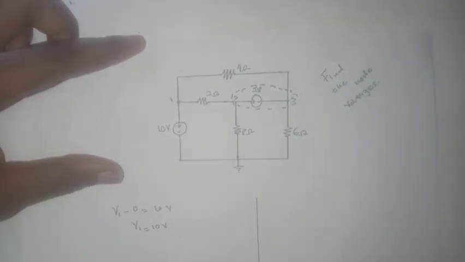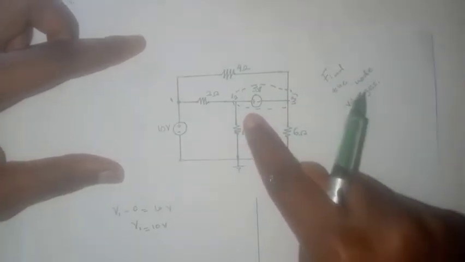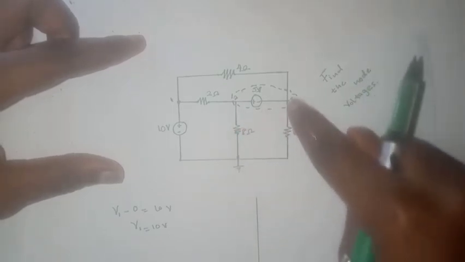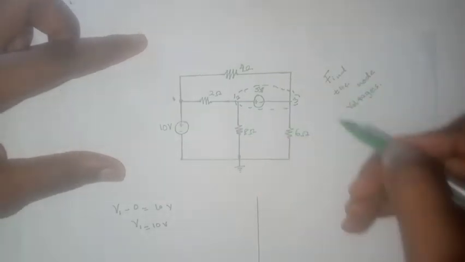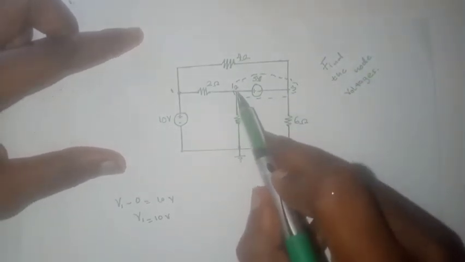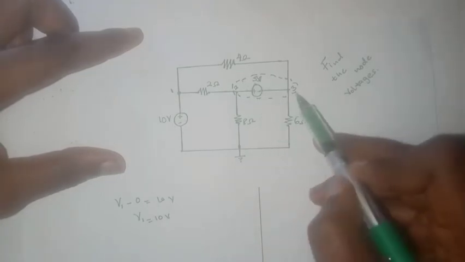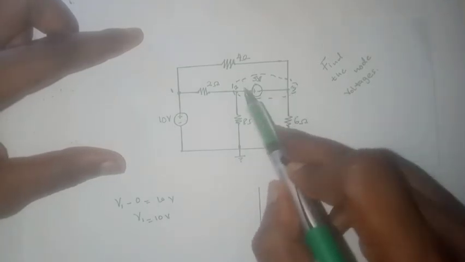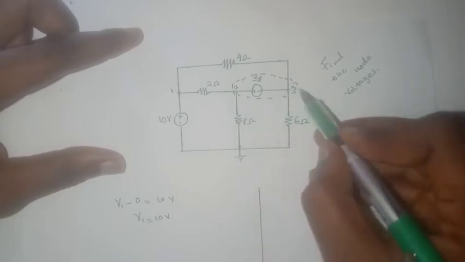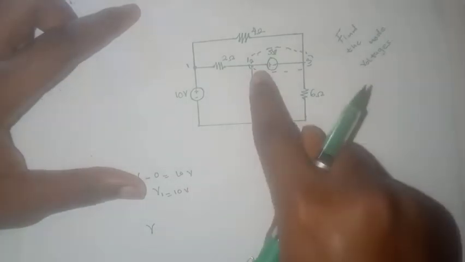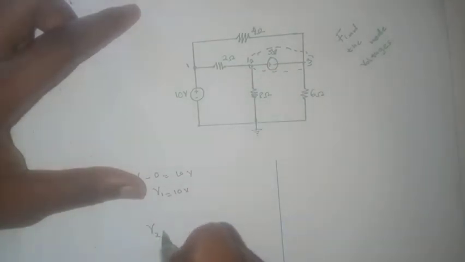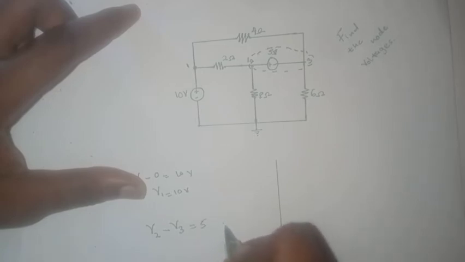And before we write the KCL equation at the supernode, we first have to write an equation that connects node 2 to node 3. Now we see that node 2 is higher in potential than node 3 by 5 volts. It is higher than node 3 by 5 volts. So we say that V2 minus V3 equals 5, and we call that our first equation.